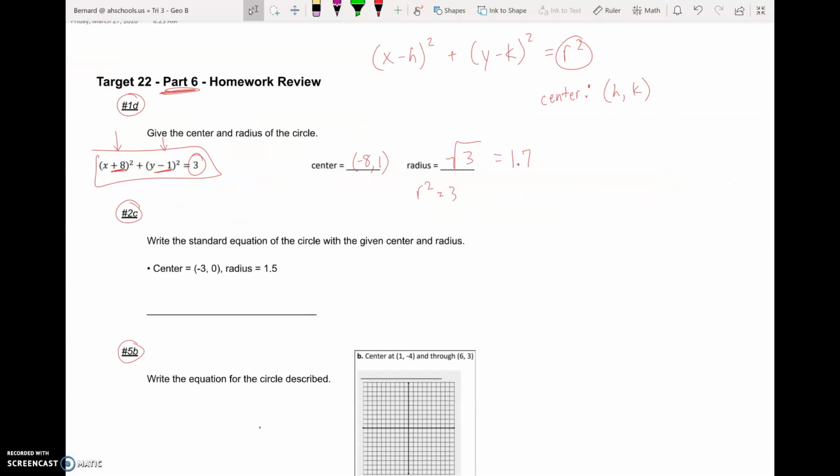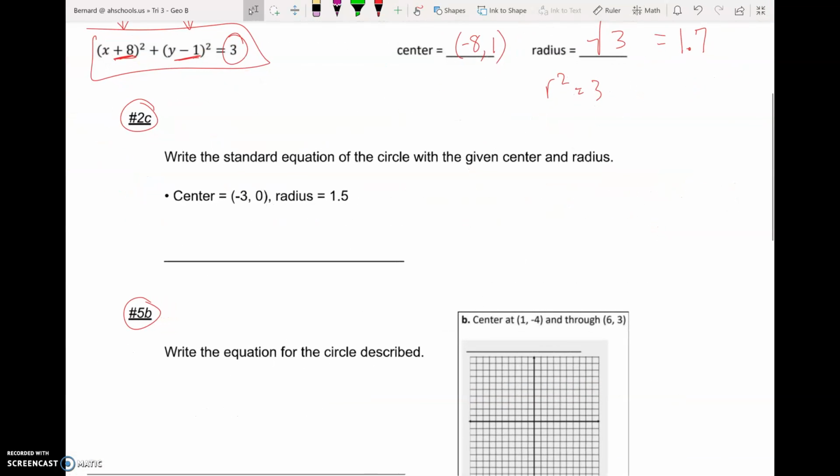And that's our answer. Now, write the standard equation of the circle when given the center and the radius. All right, so here's our center, here's our radius. So we're going to do this in 2 parts. So remember, in our parentheses, it's just the opposite of these numbers. And so we are going to get (x plus 3) squared, and then a plus, and then (y minus 0) squared, and then that'll equal 1.5 squared.